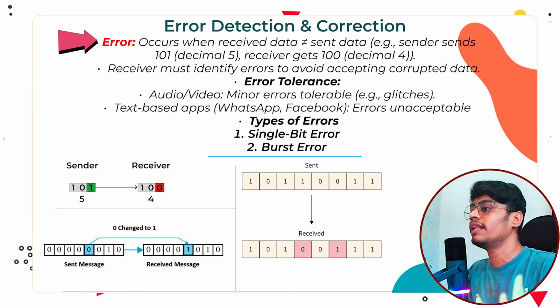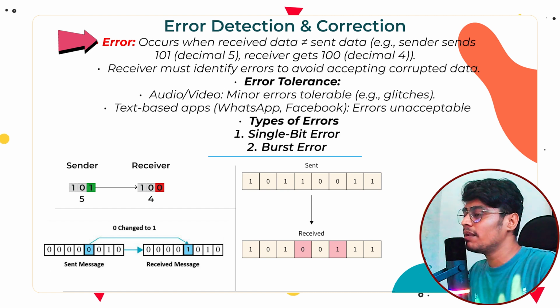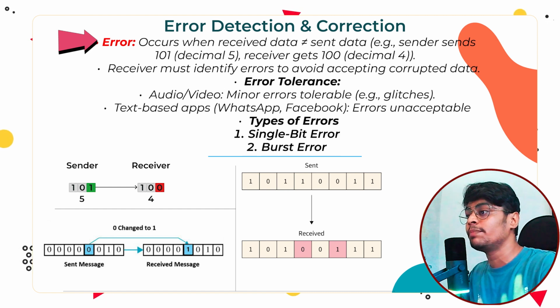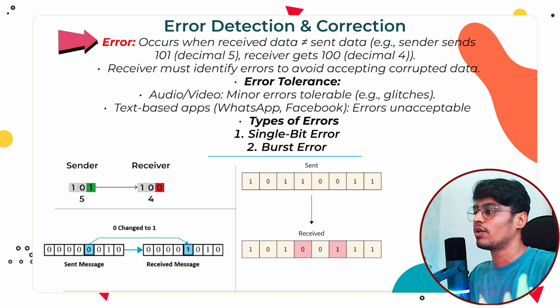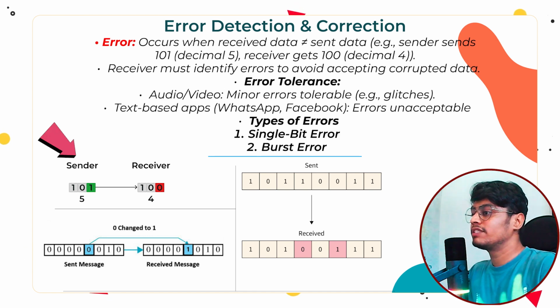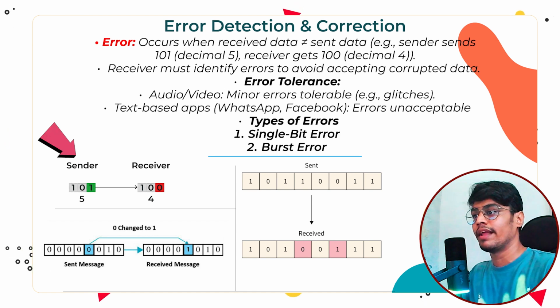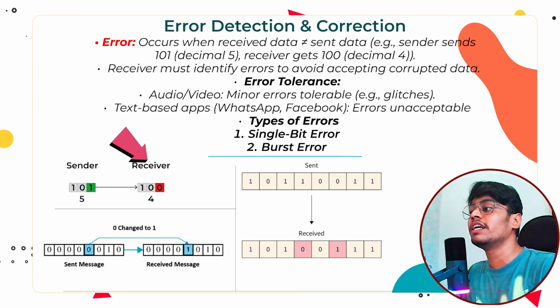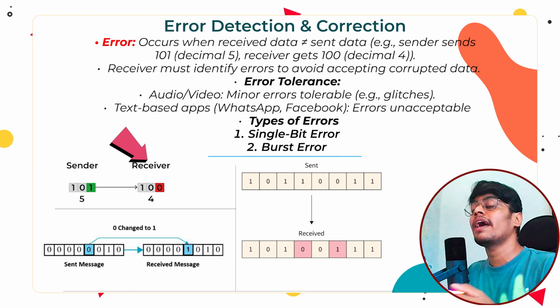So, first of all, let's talk about what is an error. The simple meaning of error is that the data which the sender sends, the receiver does not receive the same data. It means there is a kind of error. Let me give you an example. If the sender sends data 101 and on the way the data changes, for whatever reason, and the receiver receives the data 100, there is an error in the data.